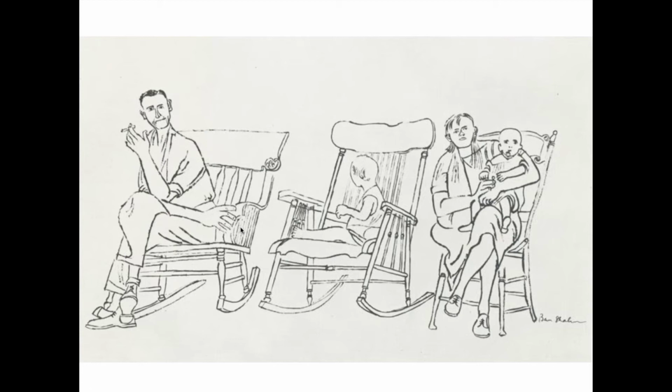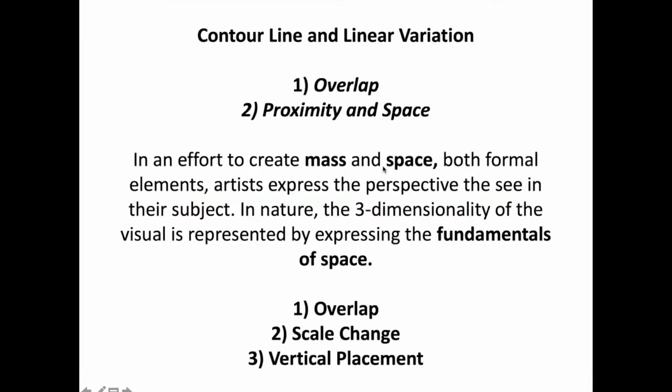Really calculating where he's going to do variation in line in order to spatially make sense, as well as being creative in the way that he's using these stuttery lines. Look at how ghostly the lines are behind the head here. Pretty amazing. Okay, so number one is overlap in proximity to create mass and space, both formal elements.